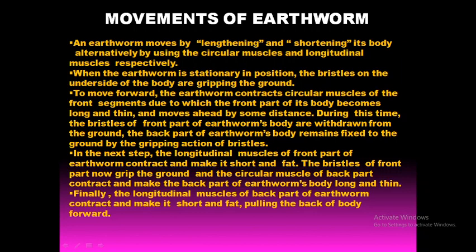So finally, what happened? The longitudinal muscles of the back part of the earthworm contract and make it short and fat, pulling the body forward. So ultimately, we can see that by alternate contraction of the circular muscles and the longitudinal muscles, and also the alternate action of the bristles present on the underside of the body of the earthworm, gripping the ground and leaving the grip of the ground, the earthworm moves forward.